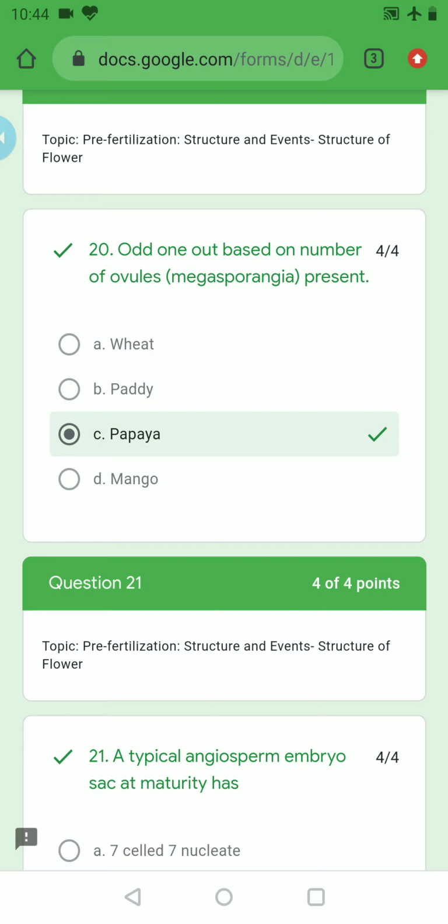But wheat, paddy and mango: wheat is a monocotyledon, paddy is also, and mango is a dicotyledon, but each fruit contains only one ovule. But what about the papaya? Ovules are many. So that's why the papaya is the odd one out, based on the number of ovules.